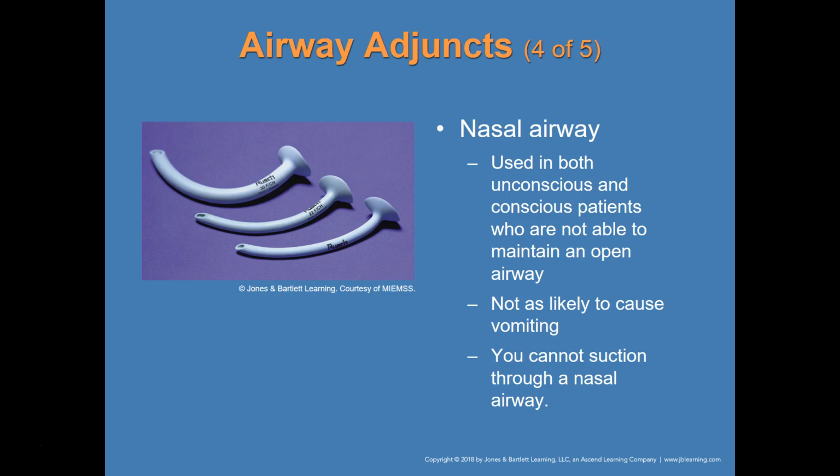Usually you want to select the larger nostril to insert this. We're going to stretch that nostril open using the thumb. We're going to gently insert it until this flange here rests against the nose. We don't want to force that airway. If we feel any resistance, we're going to remove it and try and insert it in the other nostril.